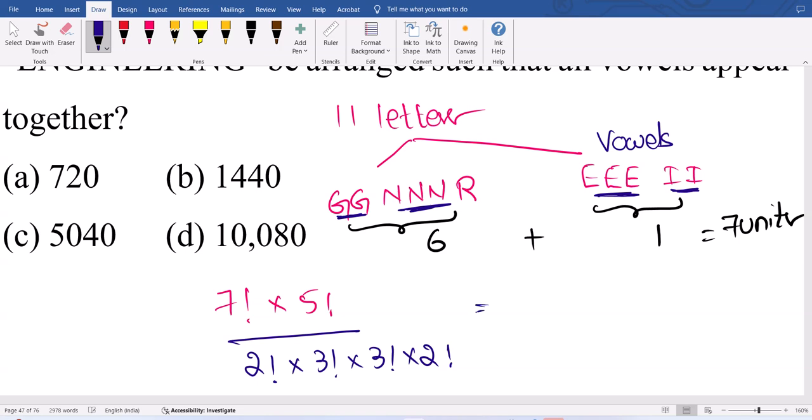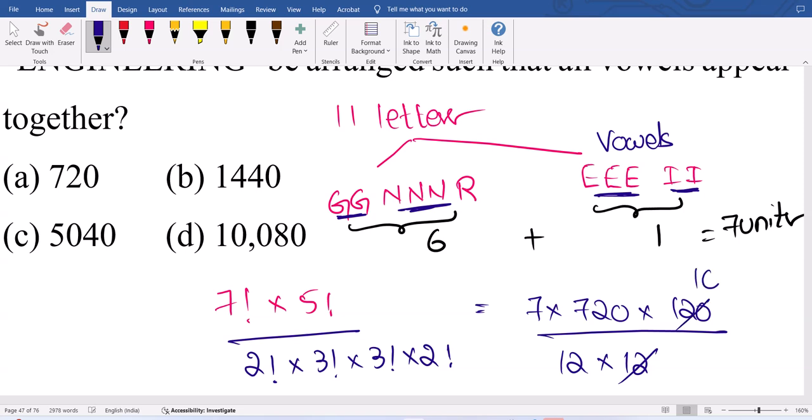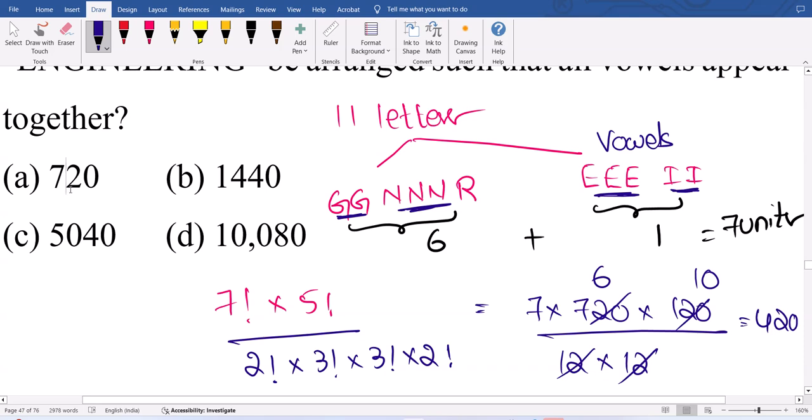7 factorial, which is 7 into 6 factorial, 720, you people know. 5 factorial is 120. 3 factorial is 6, 6 into 2 is 12, so the denominator is 12 into 12. We got only 420 finally. 7 factorial I wrote as 7 into 6 factorial, 720. 5 factorial is 120. We got 420 as the answer. Right, so let's see about the next one.